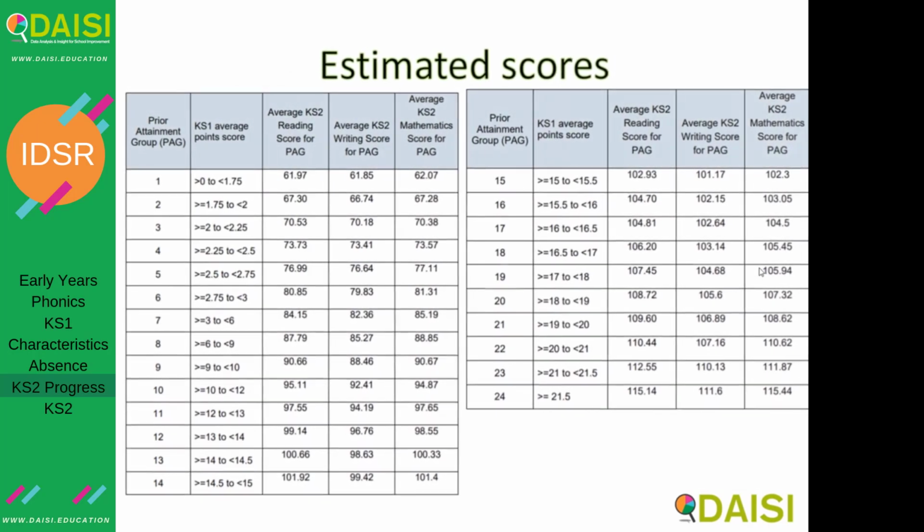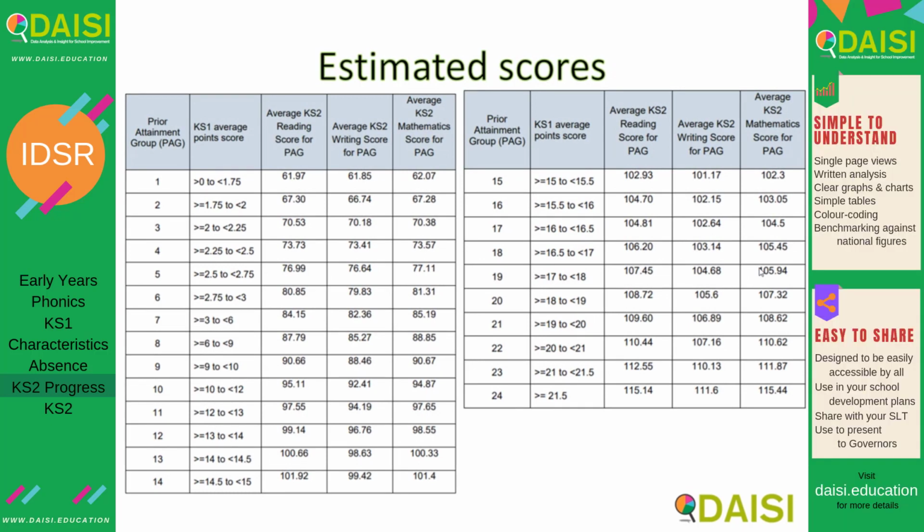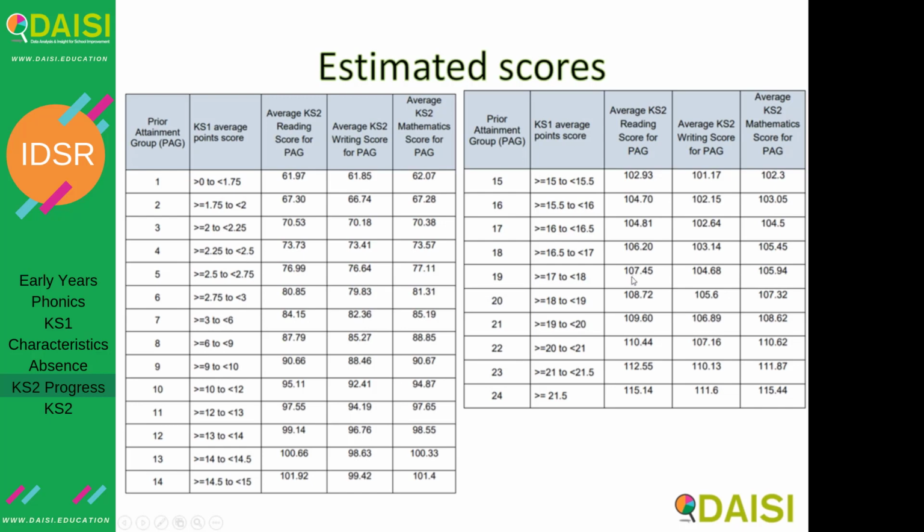The government then puts all the pupils' scaled scores together where they have a similar Key Stage 1 average point score. So there are 24 different groups, these prior attainment groups, each with a similar average point score. And that's the only criterion. It's not the gender or disadvantaged or SEN, it's just the average point score. So you can see James, who had a Key Stage 1 average point score of 17, is in prior attainment group 19, so his national average is 106 for maths, 107.5 for reading. And they called this the estimated score.